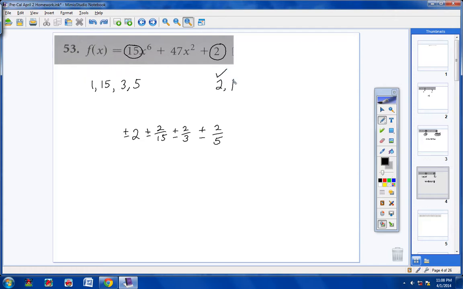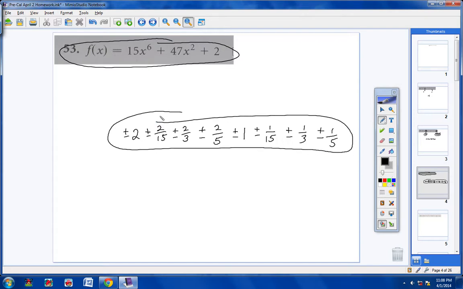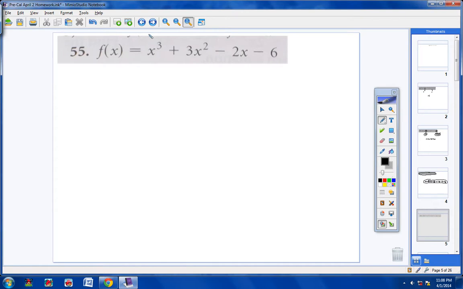Now with 1 we'll do the same thing. So 1 over 1 would be positive negative 1. 1 over 15 would be positive negative 1/15. 1 over 3 would be positive negative 1/3. And 1 over 5 would be positive negative 1/5. So I'm not saying that there are any rational zeros that exist for this function, but if there are any, they will be somewhere in this list here. Okay? All right, moving on to numbers 53 through 69.